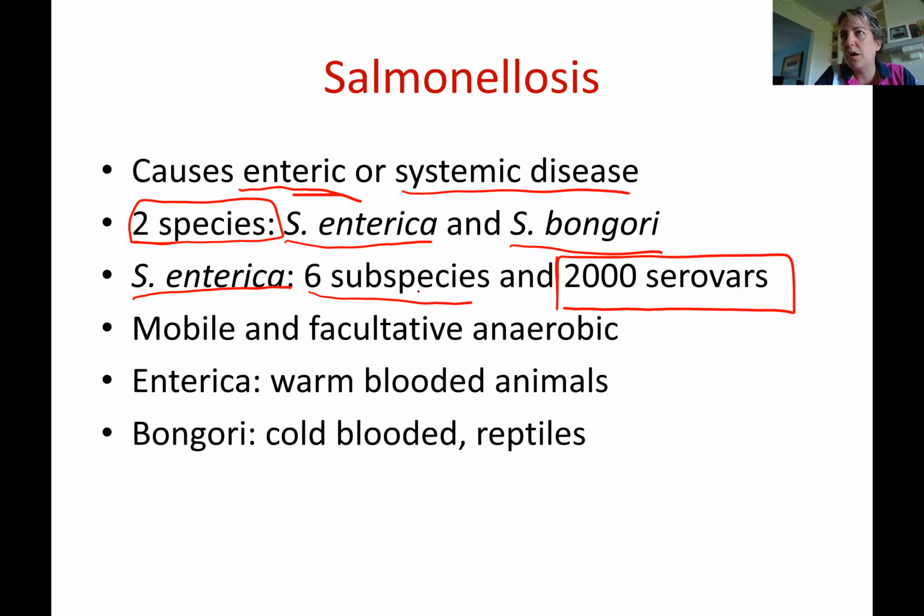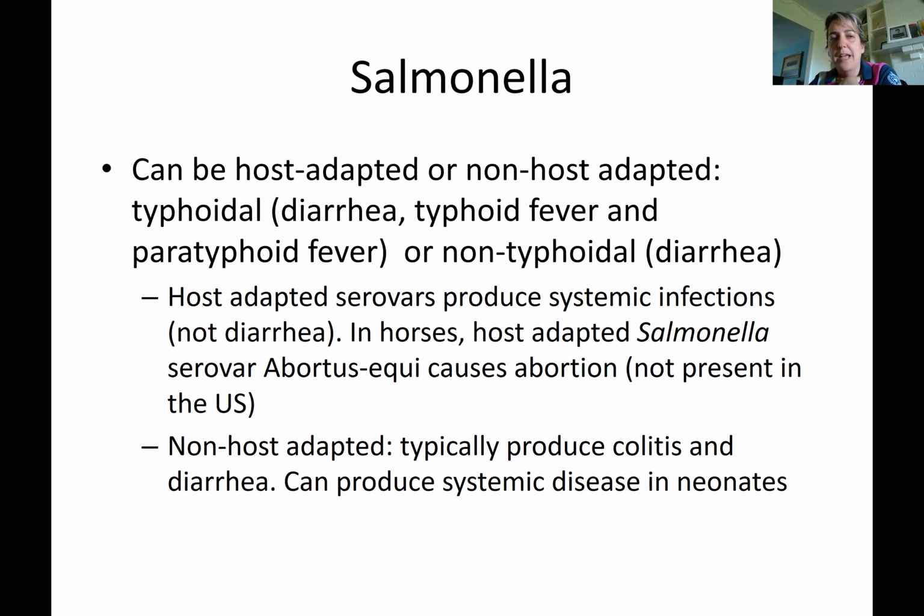The great majority of them cause the exact same things. Some of them are more virulent than others. They're mobile, so they go places, and they are facultative and aerobic. Facultative and aerobic is a bacteria that can live in the presence of oxygen, but if there isn't oxygen, they can also live in the absence of oxygen. So it's a type of bacteria that survives in many different types of environments, okay? The enterica causes disease in warm-blooded animals, and the Bongori causes disease in the cold-blooded reptile type of animals.